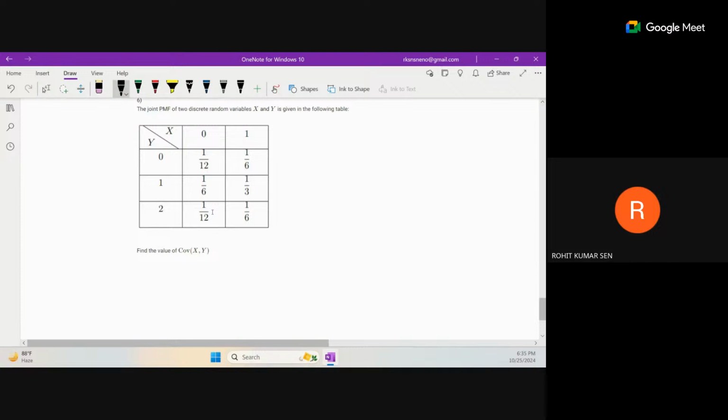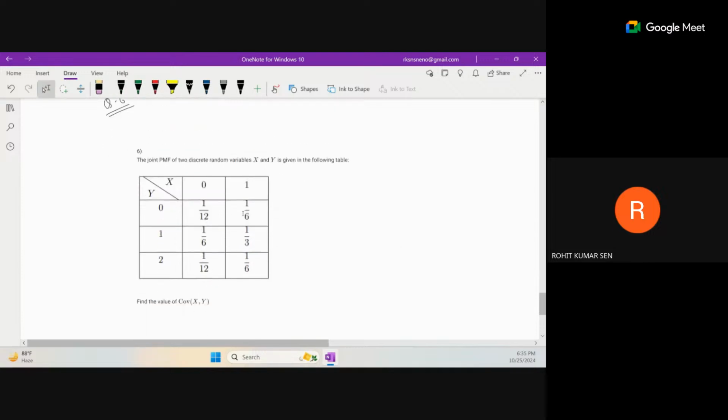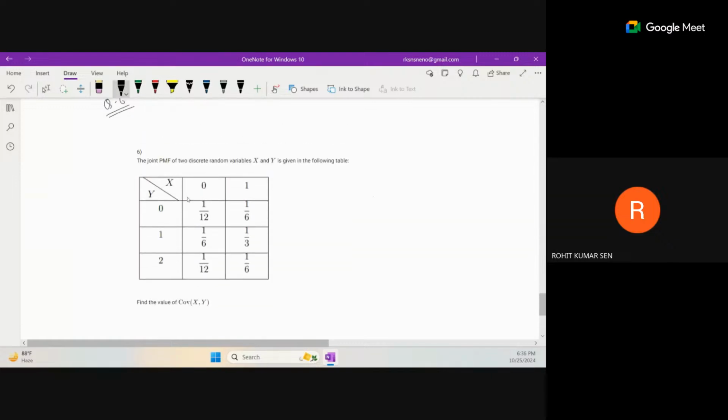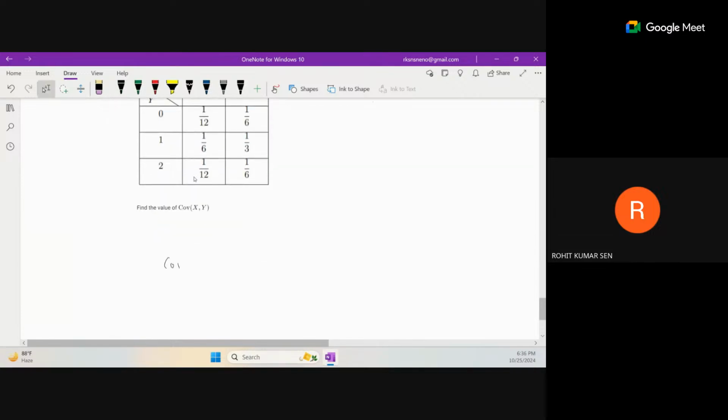Okay, so now this is your information given and we will solve. What they are asking is the covariance of x, y. What is the formula of covariance of x, y? It is the expected value of x into y minus the expected value of x into the expected value of y. This we can easily find.